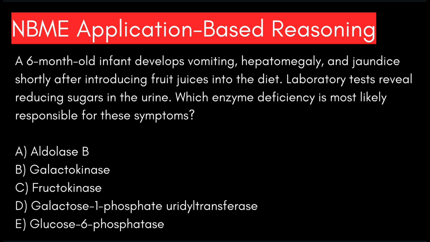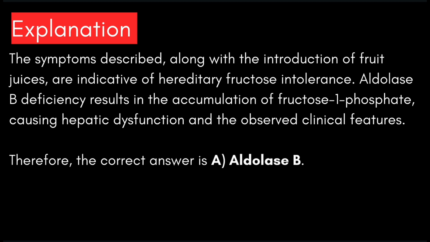Otherwise, moving on now. The symptoms described along with the introduction of fruit juices are indicative of hereditary fructose intolerance. Aldolase B deficiency results in the accumulation of fructose 1-phosphate, causing hepatic dysfunction and the observed clinical features. Therefore, the correct answer is A, aldolase B. Let's see why the other answer choices are incorrect.